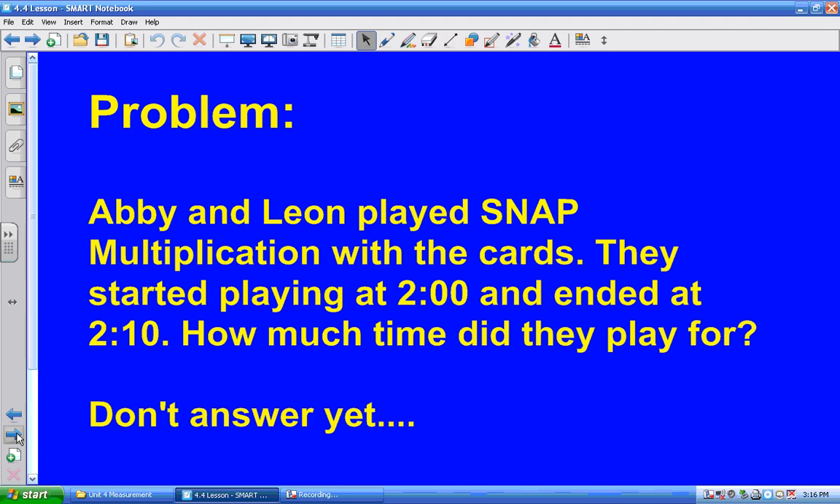Abby and Leon played snap multiplication with the cards. They started playing at 2 o'clock and ended at 2:10. How much time did they play for? Don't answer yet. No answering yet. I know you can see this, and I know you're going to say, oh, I know the answer. Well, of course you do. I made this really easy so you would see the answer and know how to compare.